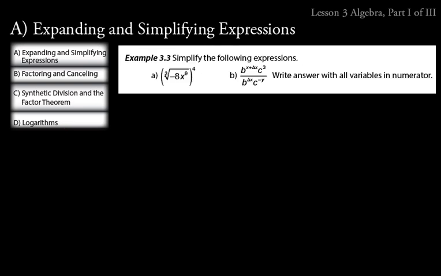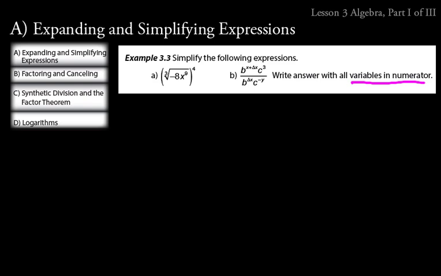Problem 3, just simplifying these expressions here, and it says there, write all the variables in the numerator. So it doesn't mean if there's a number, you don't necessarily have to write that in the numerator, but all the variables, put those in the numerator. Because there are different ways to simplify, especially a fractional form of something.